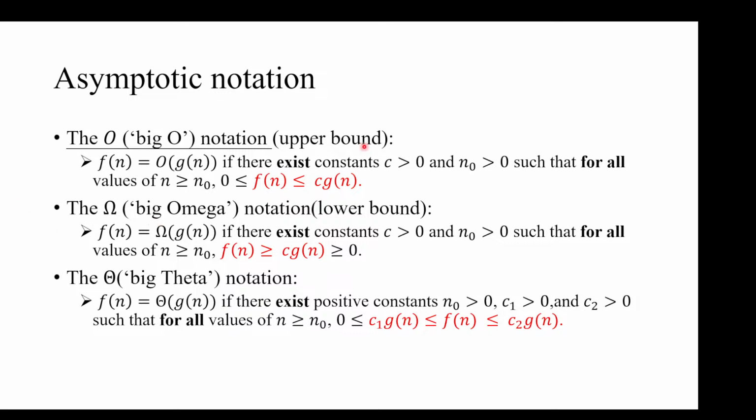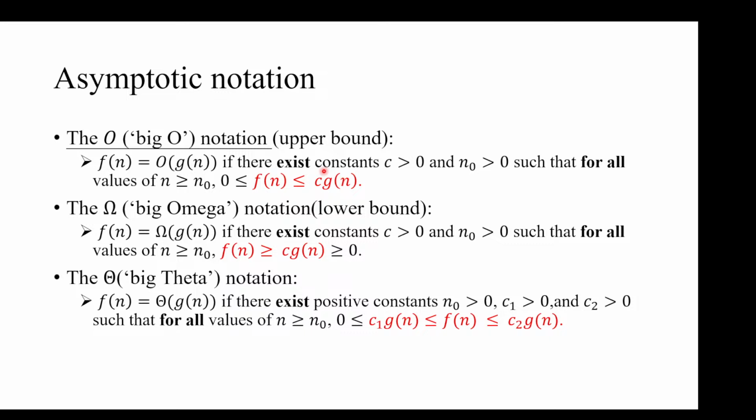The exact definition is here. We say that some function f of n is upper bounded by some g of n, and we write f of n equals order of g of n. This basically means that as n goes to infinity, f of n is less than or equal to some constant times g of n.